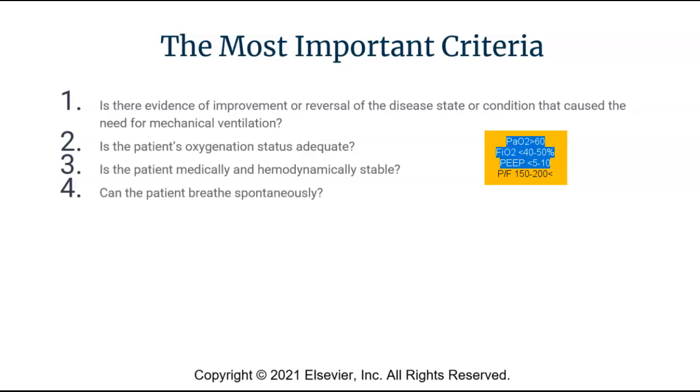Number 3 is, is the patient medically and hemodynamically stable? Is there any marked hypotension is really what this is most related to. So you want to make sure that your patient has adequate blood pressures. A lot of times weaning protocols require that they're not on pressors, so not on things like dopamine or dobutamine to help them maintain good blood pressure. Sometimes we will wean a patient even if they're on these medications, but only when the patient's on a very low dose of these meds.